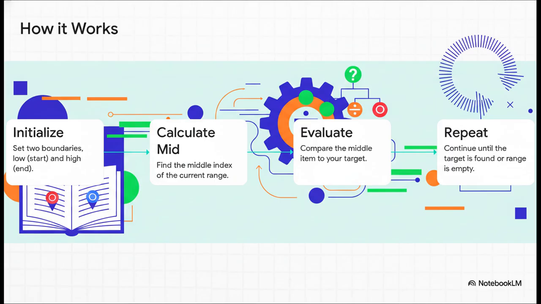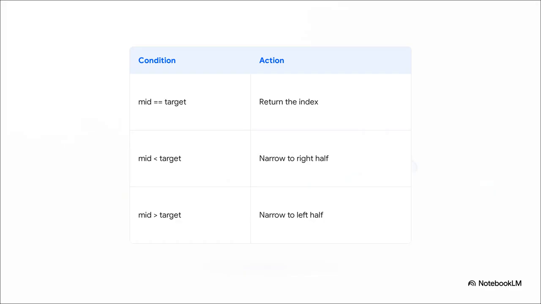Based on our evaluation, we adjust our boundaries and loop right back to step 2, repeating the whole process until we either find our target or our boundaries cross and we realize, oh, the target actually isn't there at all. Now, the absolutely crucial part is how that evaluate step actually works. Let's really deep dive into the brain of the algorithm.